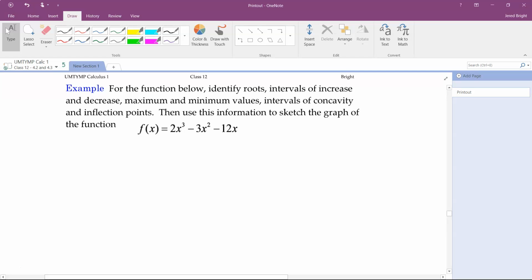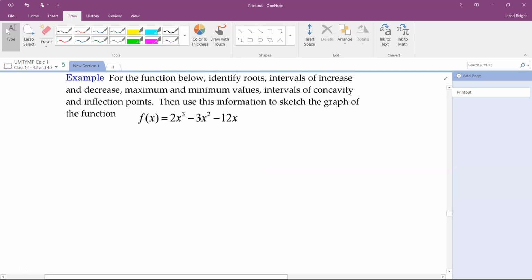Okay, so we're pretending that Desmos and other graphing utilities don't exist for a while, and we're just going to do a bunch of analysis and get a picture of what the graph looks like for the most part. Okay, so it says identify the roots. I'm just going to do this kind of stepwise. So identify roots, that would be where f of x is equal to 0.